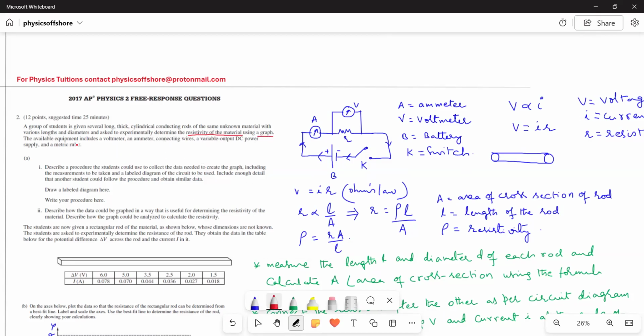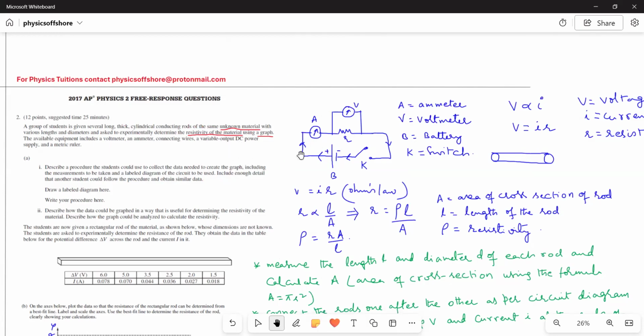Okay. And then available materials are voltmeter, ammeter, connecting wires, variable DC power output, and then metric ruler. These are the cylindrical rods they gave. Same unknown material, one unknown material, the material is not known to you. And then you have to find out that one. Okay. Now what we have to do is, this is based on Ohm's law. Well, if you know Ohm's law, then it is easy for you to do this experiment.